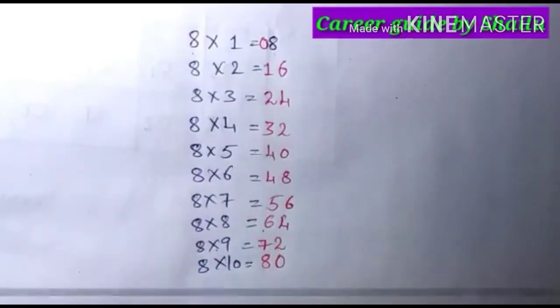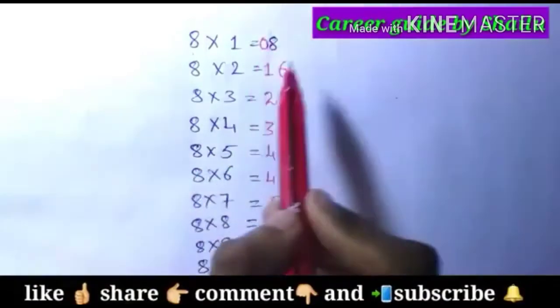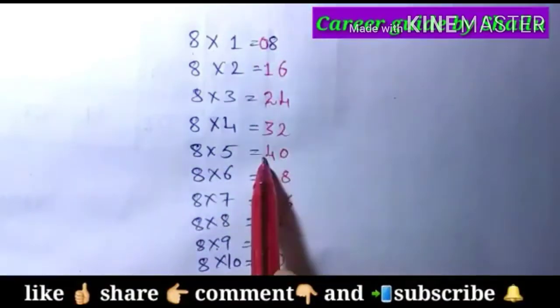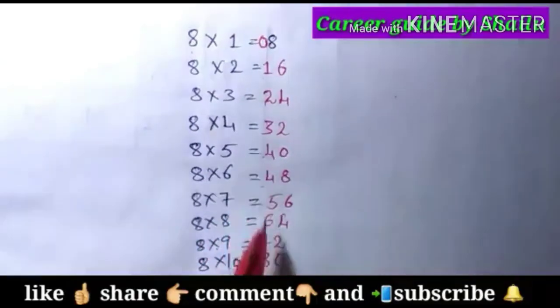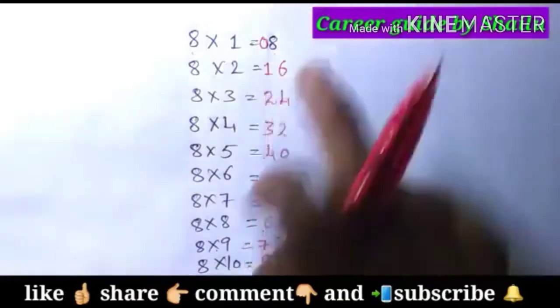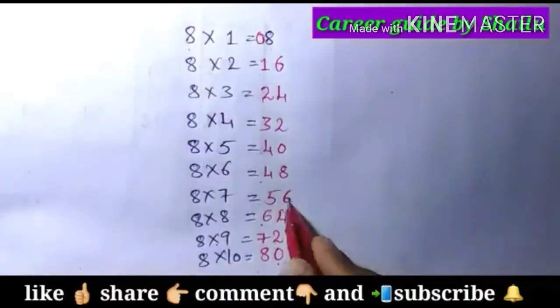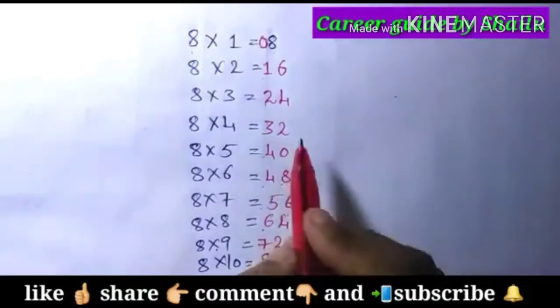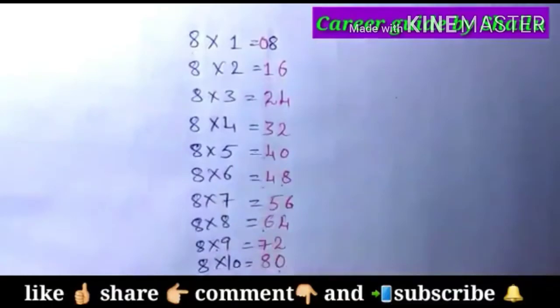Once again I am explaining, listen carefully. Initially we have to write 0, 1, 2, 3, 4 and repeat this 4 once again, 4, then 5, 6, 7 and 8. From down to top we have to write 0, 2, 4, 6 and 8, and then again 0, 2, 4, 6, 8. This is your 8 table.